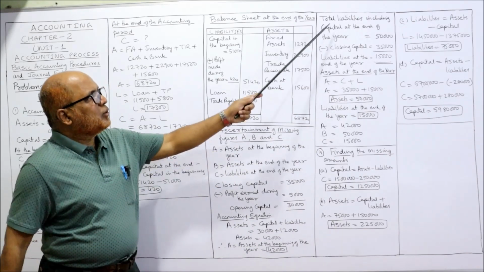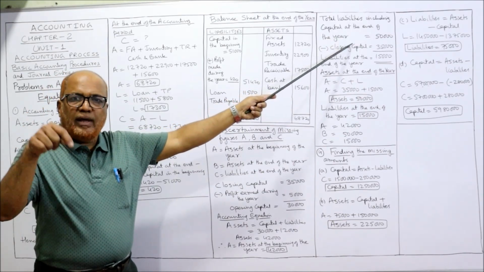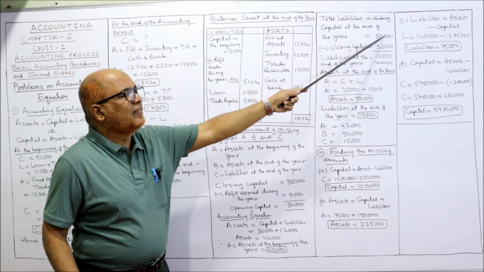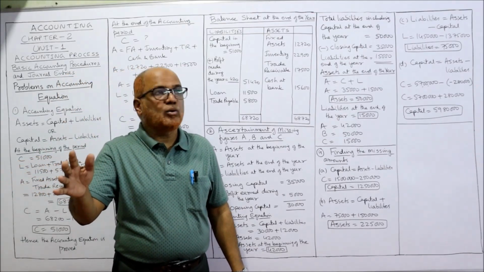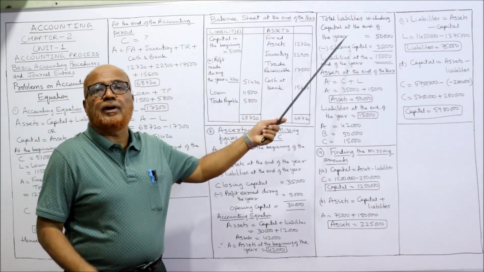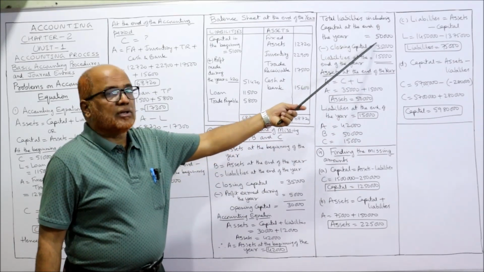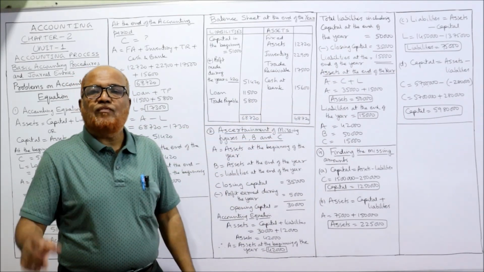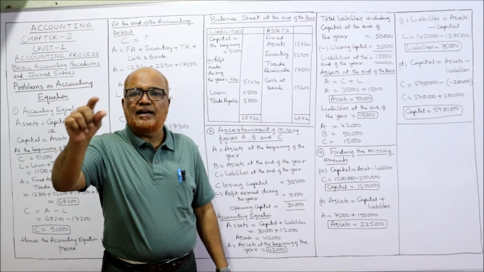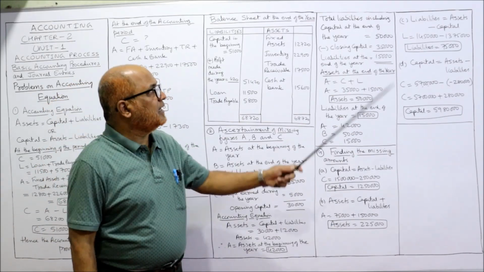Now secondly, total liabilities including capital at the end of the year, 50,000, given in the problem. Total liabilities including capital, right? 50,000. But closing capital is given in the problem, 35,000. So from total liabilities, if we deduct capital, we will get the net liability.